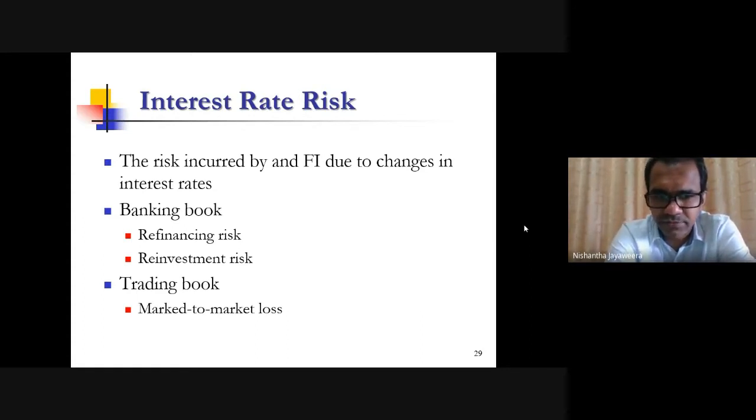So therefore, the risks that we face in the banking book and the trading book are slightly different, even for the interest rate risk. In the banking book, refinancing risk and reinvestment risk are there.